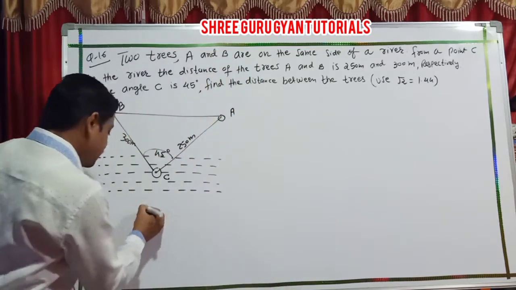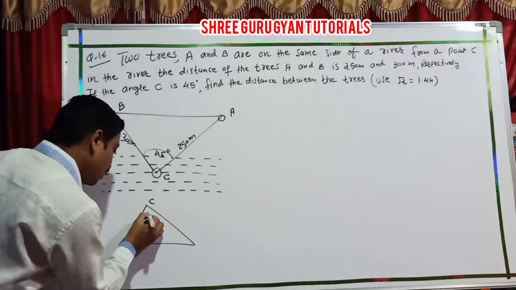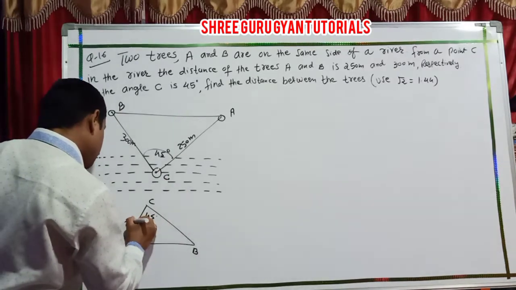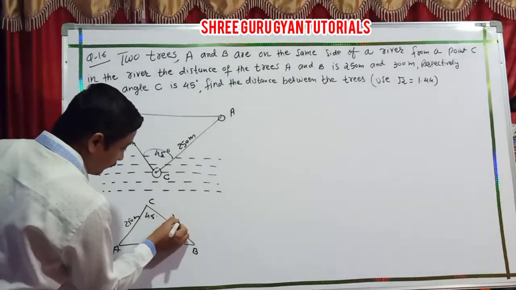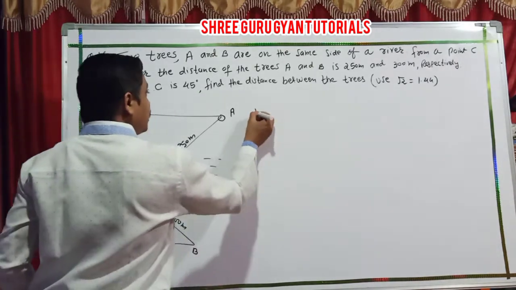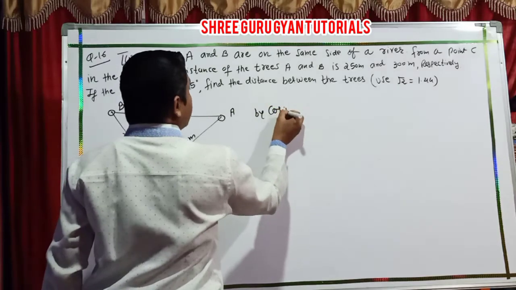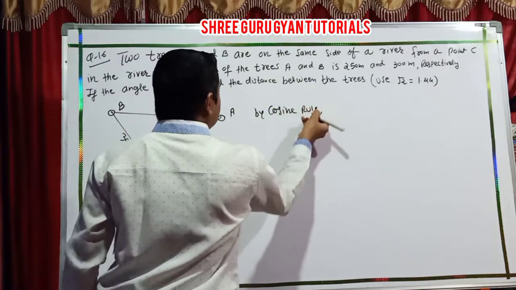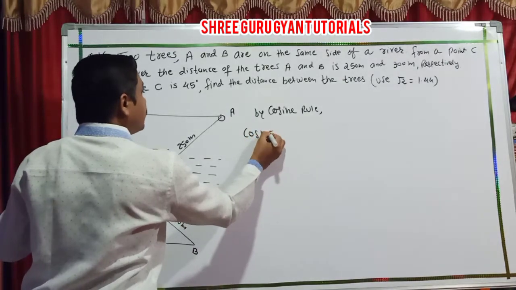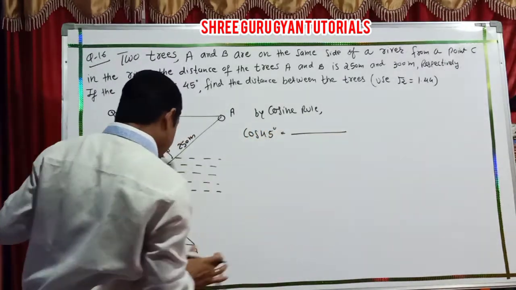Very easy. I just draw my figure again. Here C, 45 degrees, that is A and that is B. What is A to C? 250 meters, and B to C, 300. The same question applies by the cosine rule. Yes, by the cosine rule you operate with this angle, cos 45. And what is the opposite side to it?